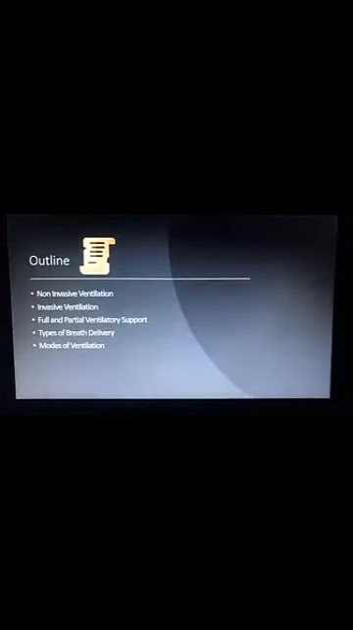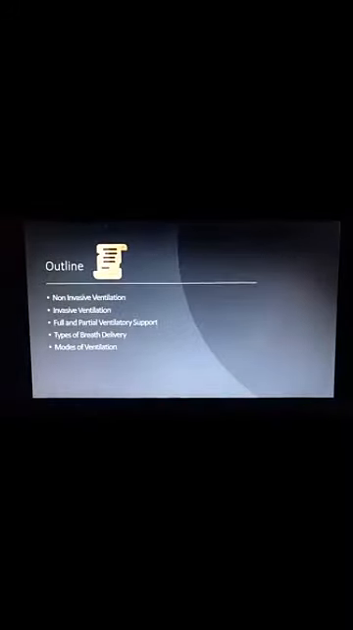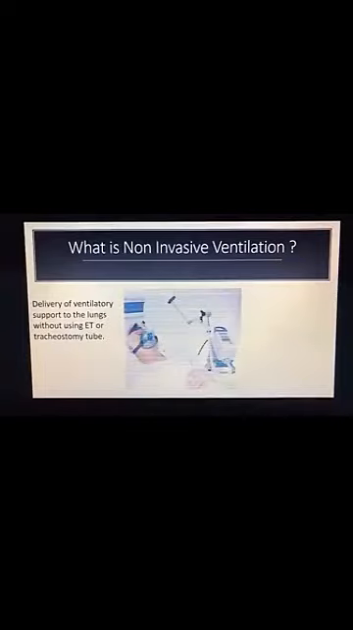Today I will talk about non-invasive ventilation, invasive ventilation, fully and partially ventilatory support, types of breath delivery, and modes of ventilation. We will start with what is the non-invasive ventilation. It is delivery of ventilatory support to the lungs without using endotracheal or tracheostomy tube, as in the photo. And the common modes are CPAP and BiPAP.